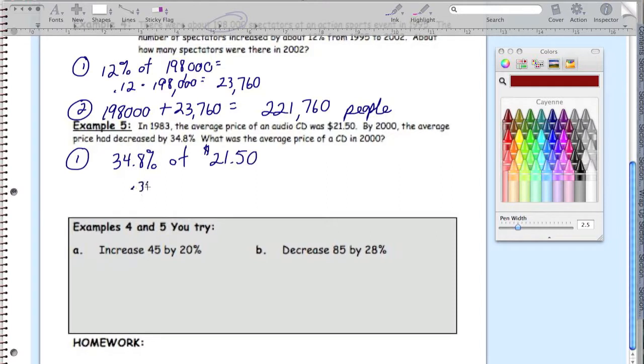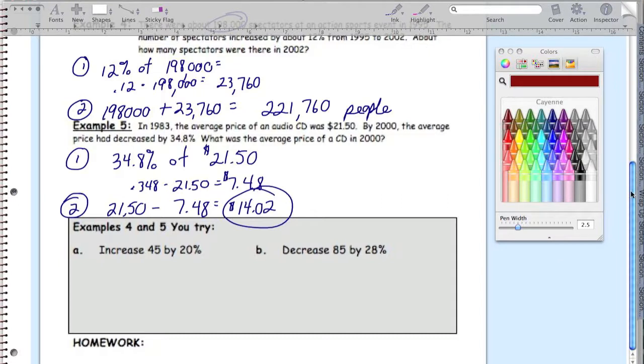So I'm going to do 0.348 times 21.50, and that's going to tell me 7.48. So it went down by $7.48, but I want to know what is the average price, not what is the average amount it went down. So I take my original $21.50, and I'm going to subtract from that how much it decreased by. And the average price then of a CD in 2000, according to this, is $14.02.